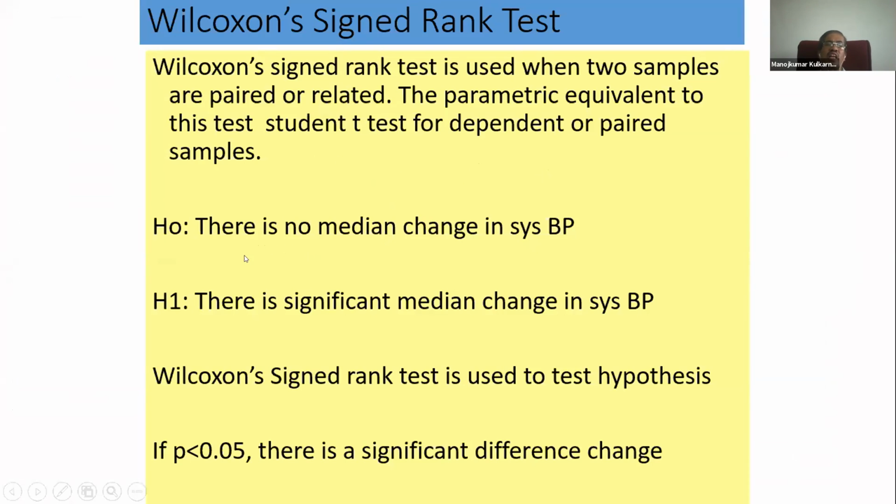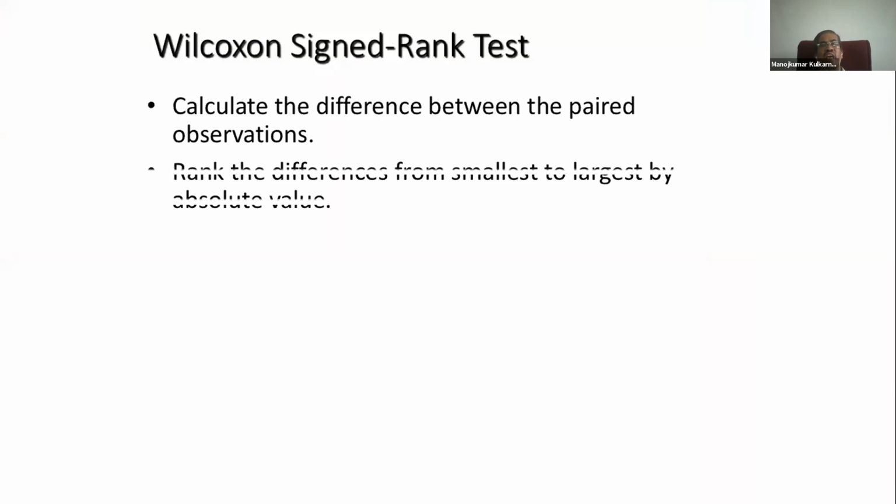So here we make the null hypothesis that there is no median change in systolic BP. The alternative is that there is a significant median change in systolic BP. We use the Wilcoxon signed rank test. And here also, if the p-value is less than 0.05, we reject the null hypothesis and say there is a significant change.